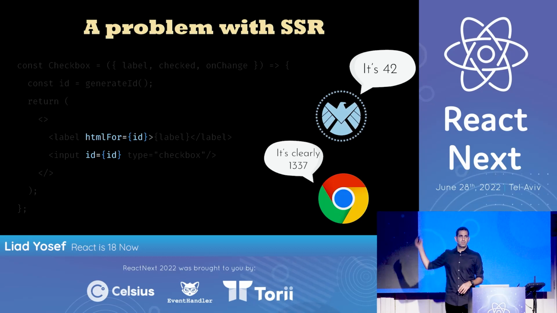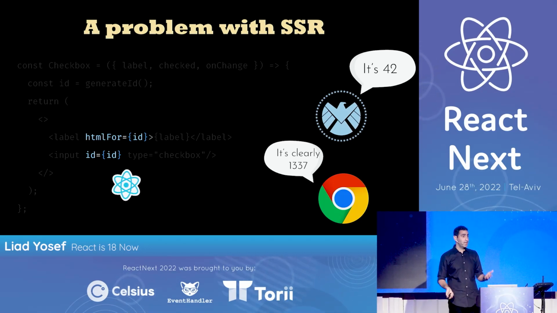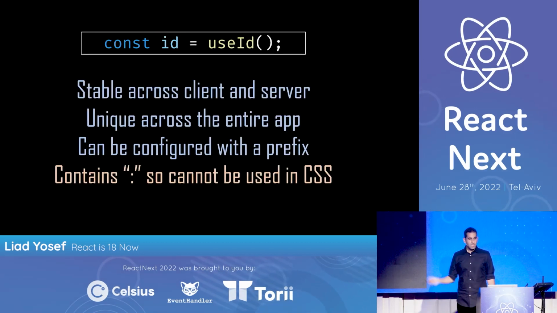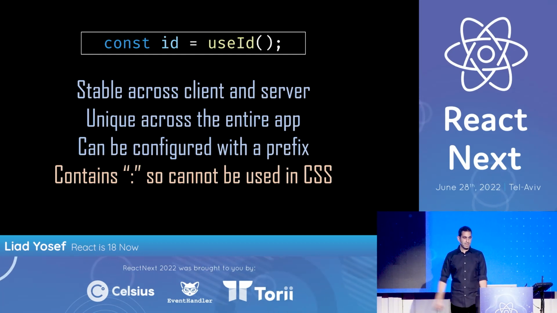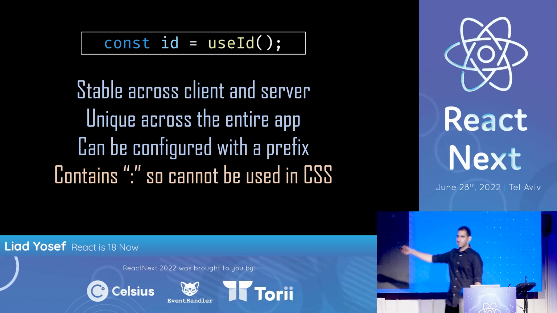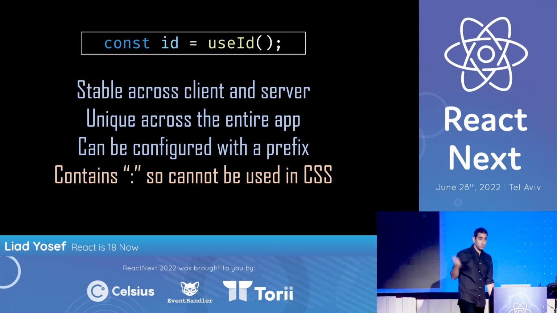And these won't match. So React won't really know what to do with it, right? It will try to hydrate, but it will get different IDs. And so it will look like that. So React 18 now gives us useId. It's a new hook. It's stable across the client and the server. And it contains a colon, so you can't use it in CSS, which makes it a little bit not usable. But that's one hook that we get.